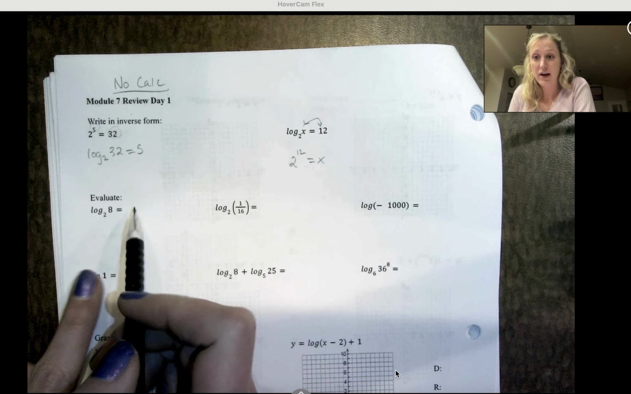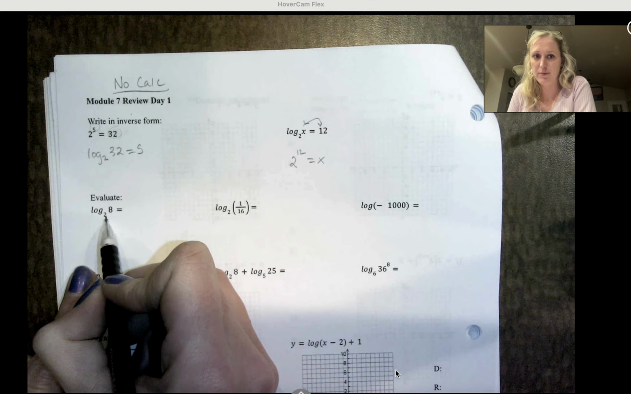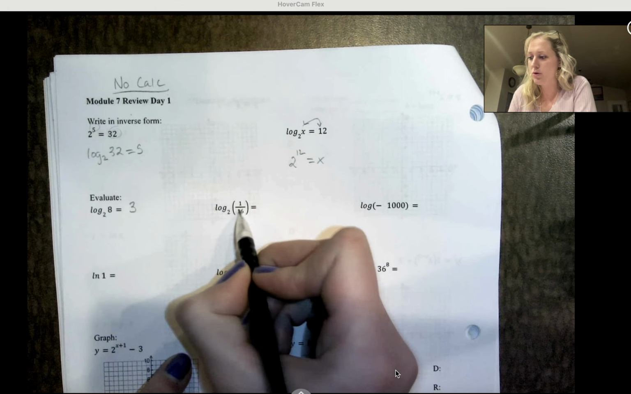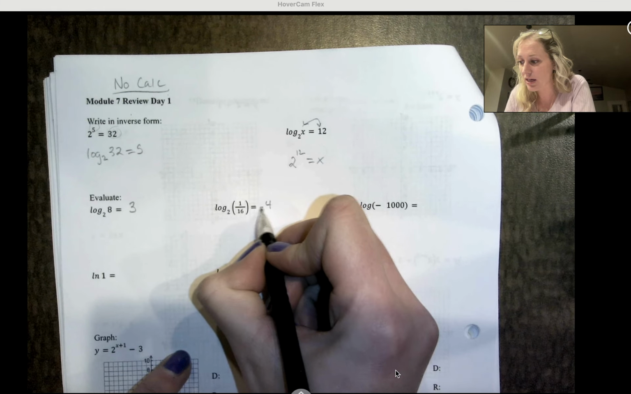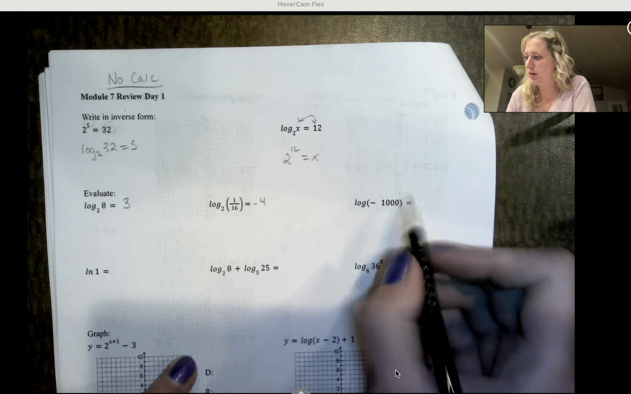Now, being able to evaluate logs without the use of a calculator is also important. So I'm asking, remember, 2 to what power is 8? 2 to the third is 8. 2 to what power is 1/16? So 2 to the fourth is 16. Making it negative is what brings that to the denominator.